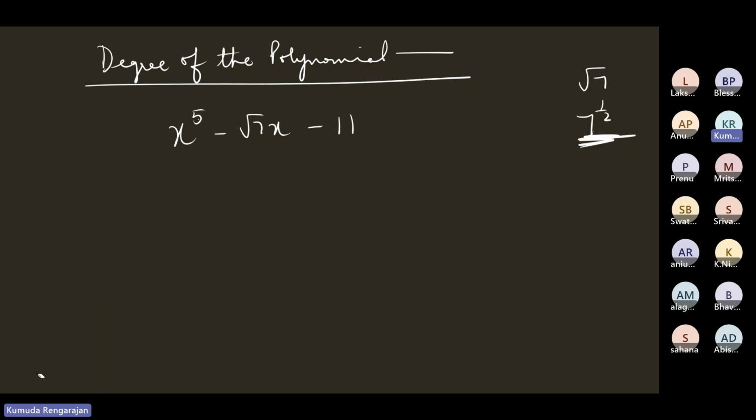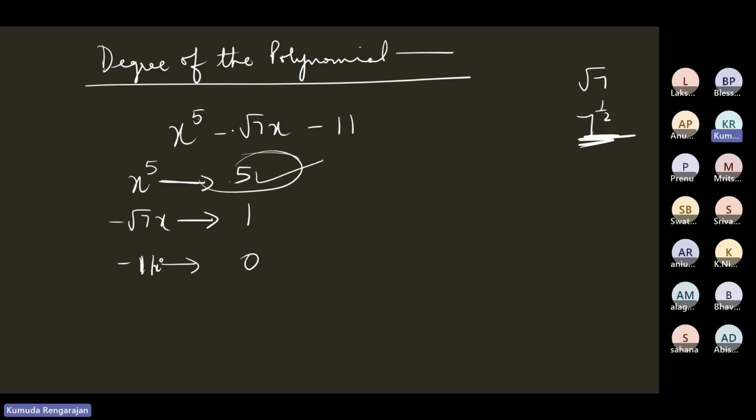Now the degree of the polynomial is the highest power. Let me write all the terms. These are the 3 terms. What is the power of x here? 5. What is the power of x here? 1. What is the power of x here? 0, because x to the power 0. The powers of x are 5, 1 and 0. The highest power is 5, and 5 is the degree of this polynomial. The degree of the given polynomial is 5.